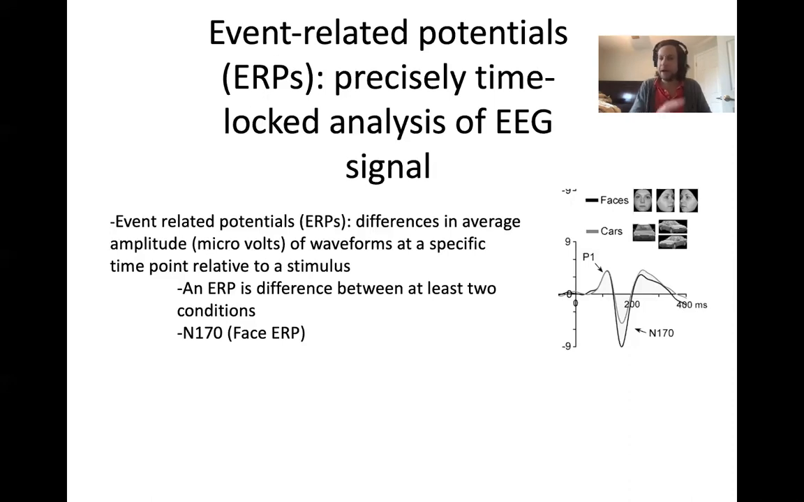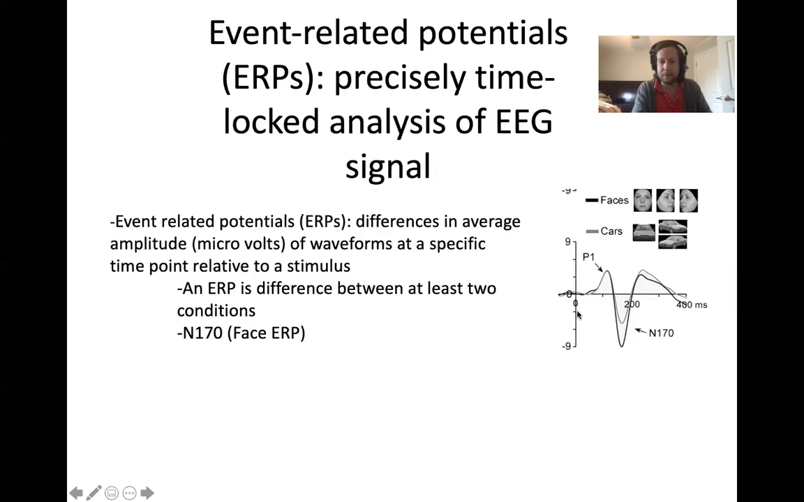And in this study, they're not applying any type of Fourier analysis. So they're not breaking things down into the sinusoidal components. They're just looking at that raw EEG waveform, the complex waveform. And they're looking in this particular study at a specific point in time, 170 milliseconds after the onset of one of these two types of pictures.